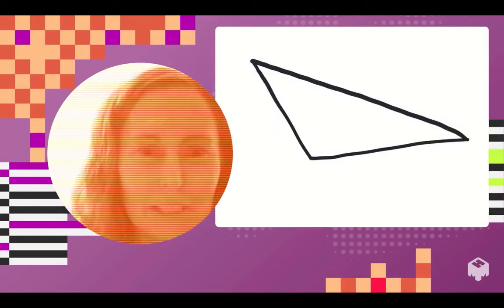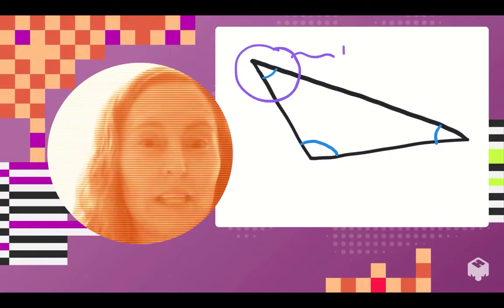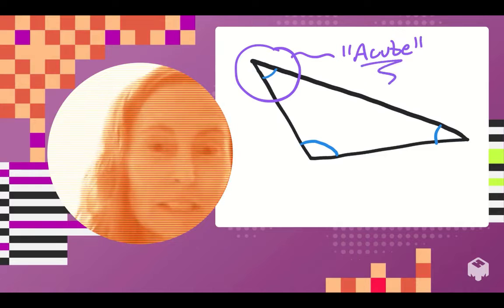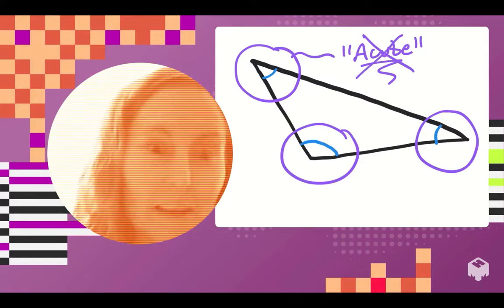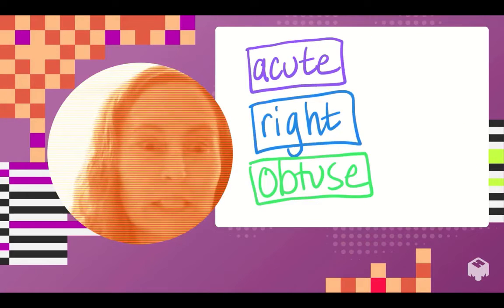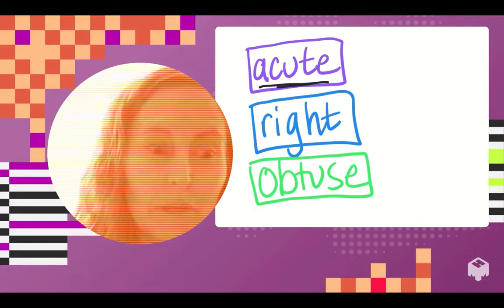When we look at the angles, some kids will make the mistake of only looking at one angle and then trying to give it a name. You've got to look at all three. So if I just looked at one, I might call this an acute triangle because I saw that little acute angle. But this is not an acute triangle. If you look at all three, you're going to see that that is definitely not the case. So let's take a look at the three different ways that we can name a triangle.